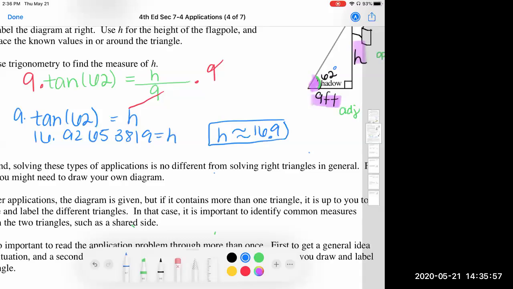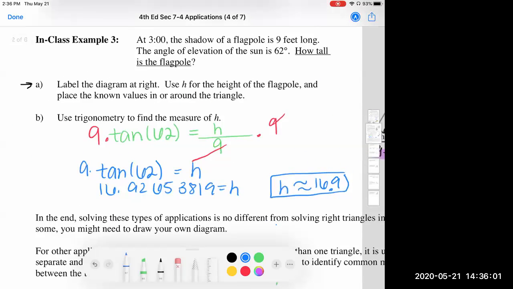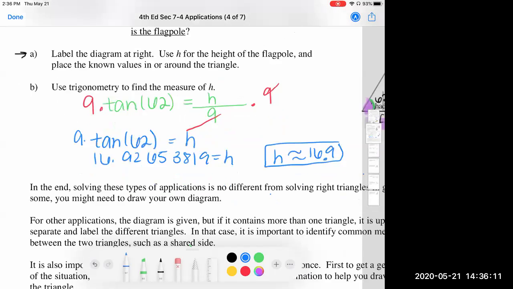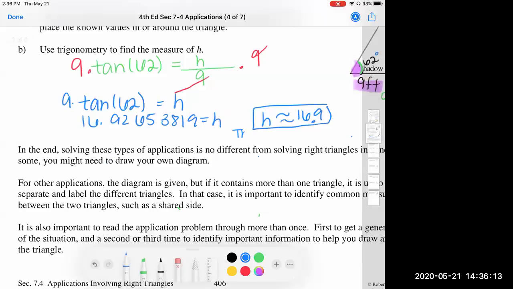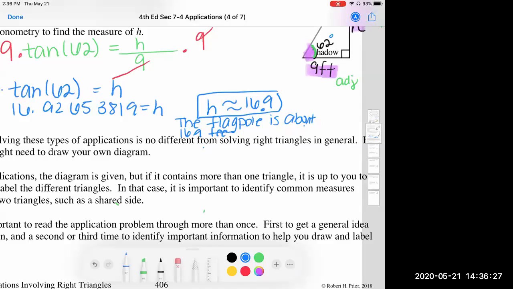Now, if we want to be extra proper, because we have a word problem, we have to answer with a word answer. So our question is, how tall is the flagpole? We can say the flagpole is about 16.9, and what's the unit of measurement? Feet. And that satisfies our question.